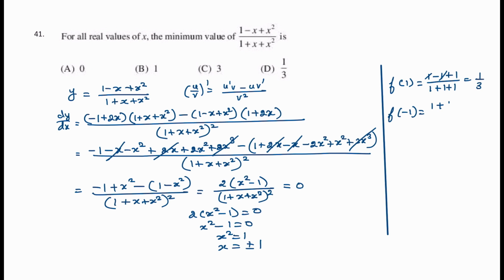Let us calculate f of minus 1. 1 minus of minus 1 is plus 1, plus (minus 1) the whole square is plus 1, divided by 1 minus 1 plus (minus 1) the whole square, which is plus 1. The answer is 3, and we need the minimum value. Out of 1 by 3 and 3, the minimum value is 1 by 3. The correct option is D.